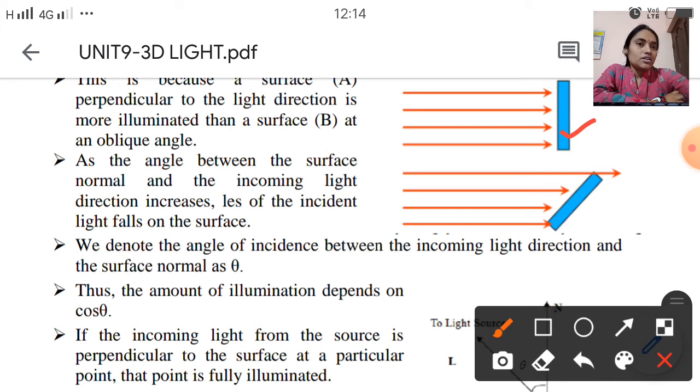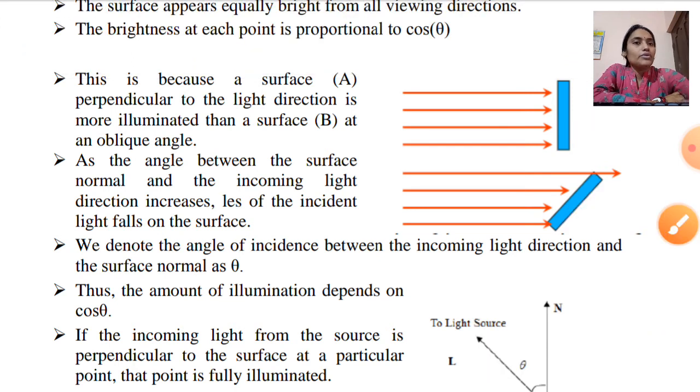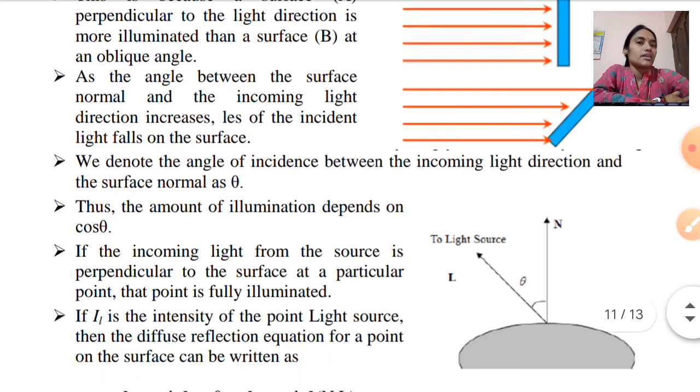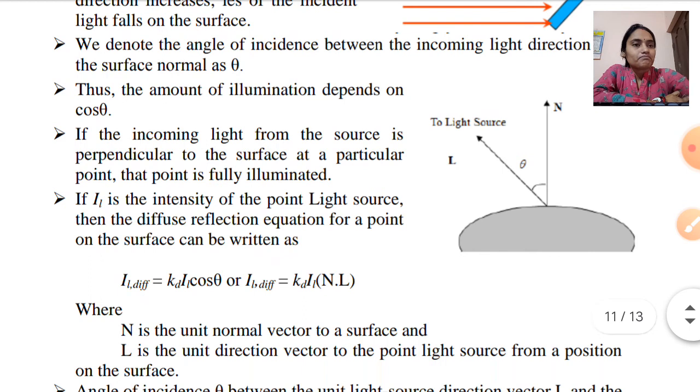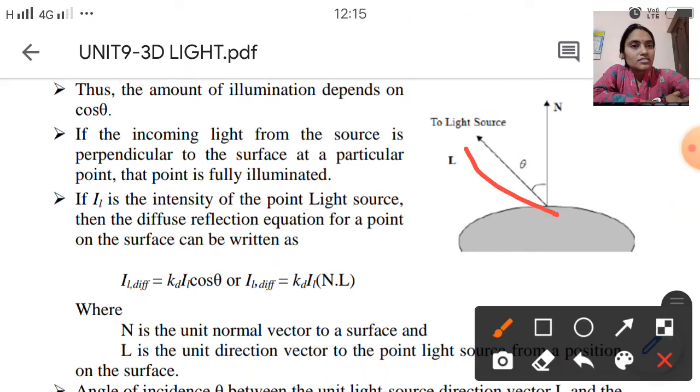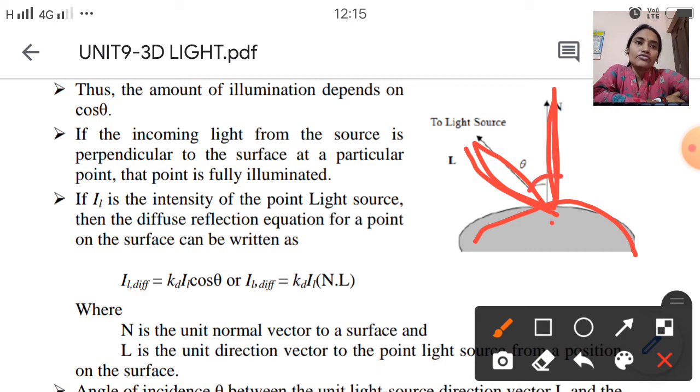But in figure B, this is your surface, blue color is your surface, and the rays are at an oblique angle. As the angle between the surface normal and the incoming light direction increases, less of the incident light falls on the surface. So we denote the angle of incidence between the incoming light direction and the surface normal as theta. If the light source is coming to this surface, it falls on this surface and is then reflected in this direction, and the angle it forms is the theta angle.